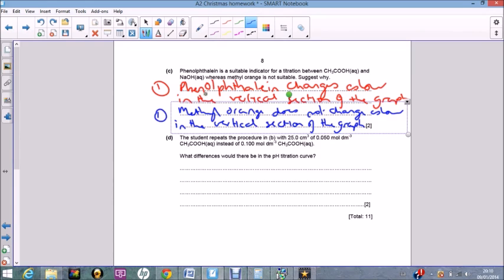Okay, so we've said why phenolphthalein is suitable, because it changes colour in the vertical section of the graph. And we've said why methyl orange is not suitable, because it doesn't change colour in the vertical section of the graph.